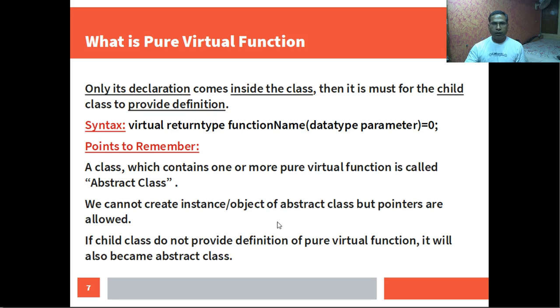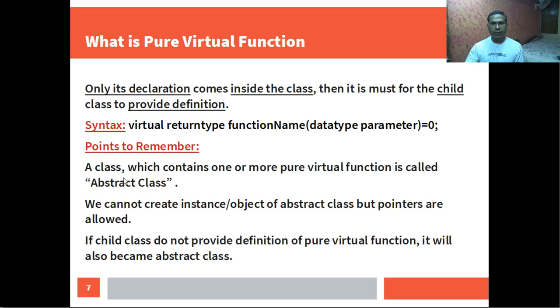Now, we have to see definition of pure virtual function. Only declaration of pure virtual function comes inside the class and then it is a must for the child class to provide definition. Syntax is virtual, return type, function name, data type, parameter equal to 0. Now the important thing is equal to 0. It represents that we are not giving definition, we are only giving declaration.